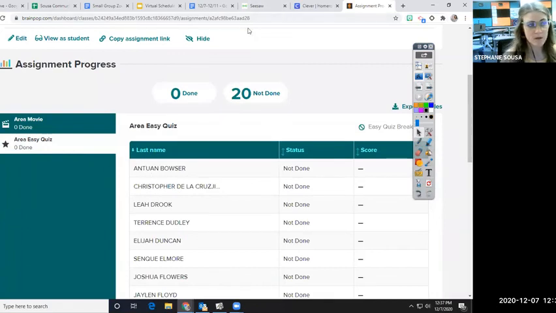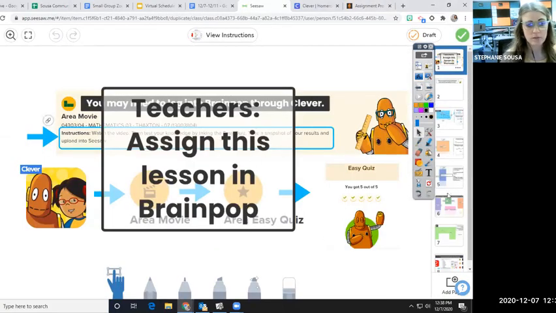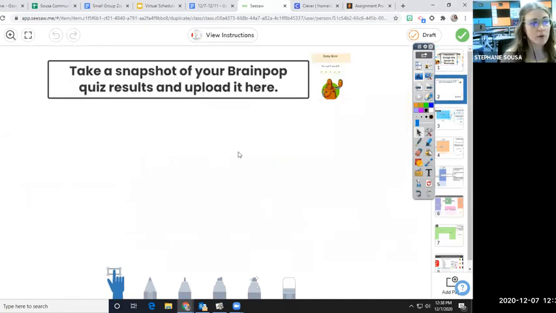Okay? So that is the first thing that you are going to do inside of your Seesaw assignment, is watch the BrainPop video and take the easy quiz. You're going to upload a snapshot of your quiz, just like you would upload a snapshot of your reading log or your DMR quiz score. So you'll take a picture of how many you got correct and you'll upload it here.